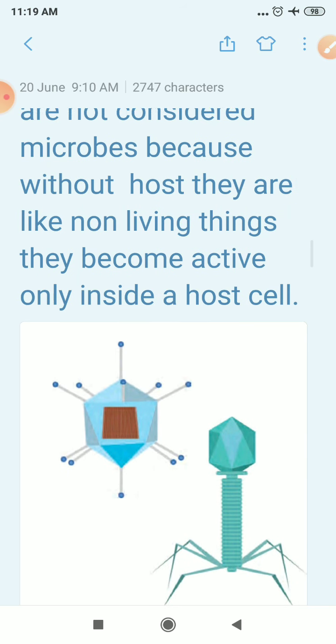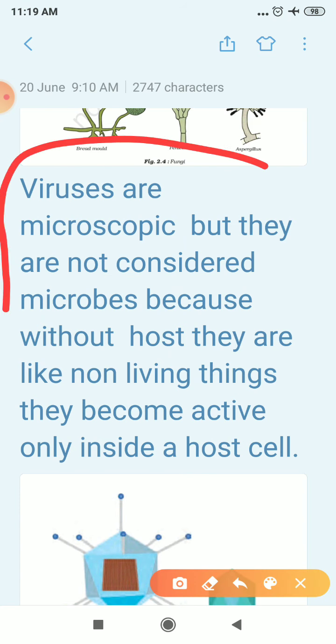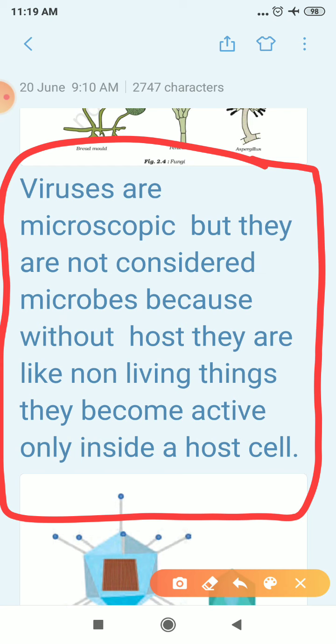Now let's come to the virus. As earlier I told you, viruses are microscopic, but they are not considered microbes, because without any host they are like non-living things. They become active only inside a host cell. They only grow, or you can say make copies of themselves, only inside a host cell. Without a host cell, they cannot grow, they cannot metabolize food when they are present freely in the environment. They do not respire. That is why they are not considered an organism, even though they are microscopic.